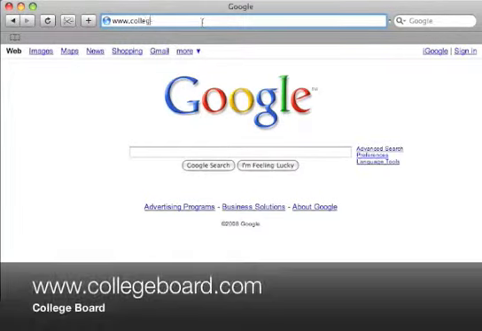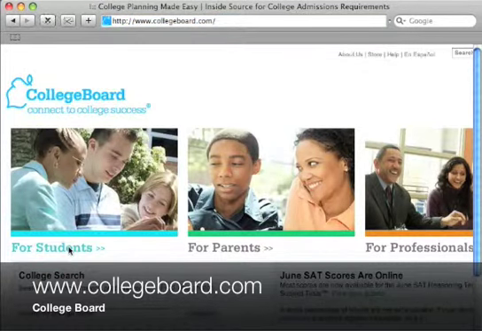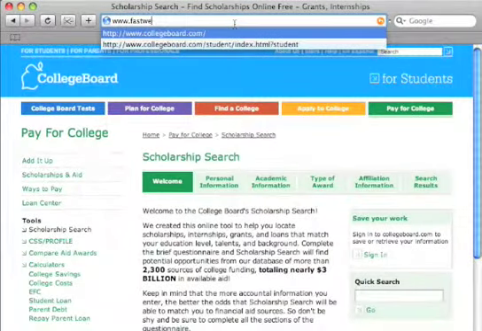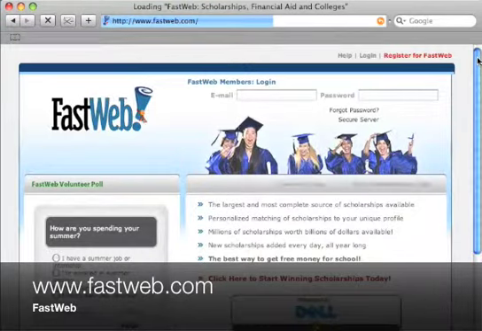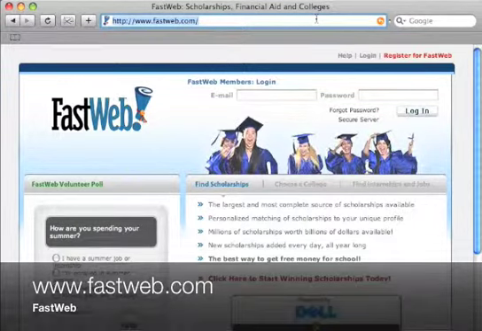One is sponsored by the College Board. They have a website that actually offers information on over 2,300 scholarships. Another scholarship website that we highly recommend is FastWeb at fastweb.com. FastWeb offers the most up-to-date information about scholarships that become available to students each semester.